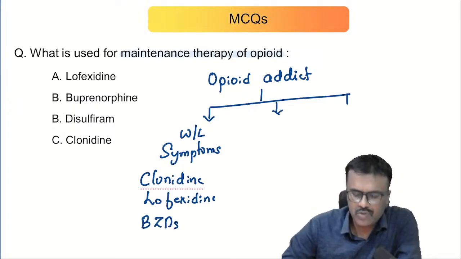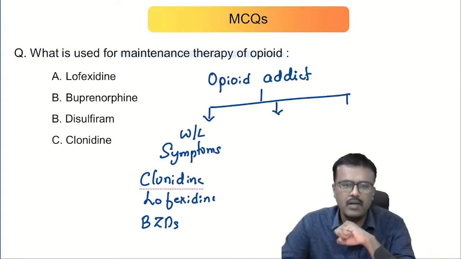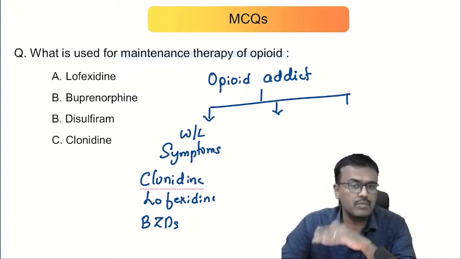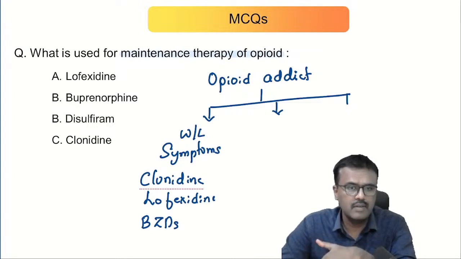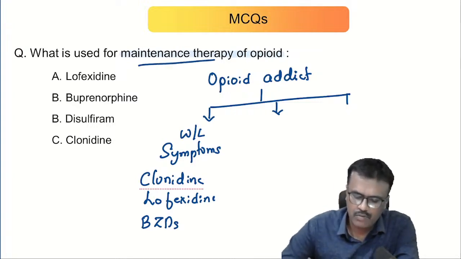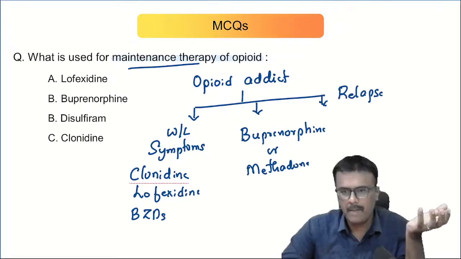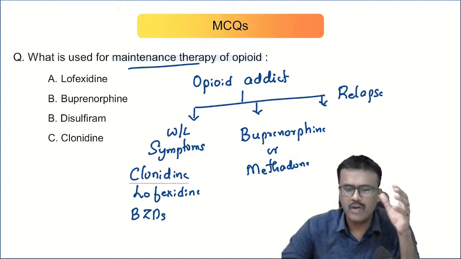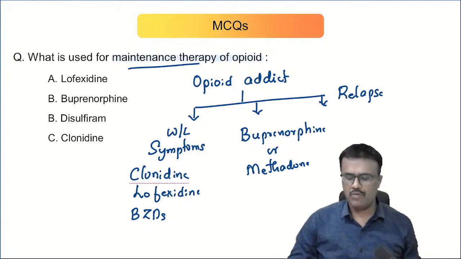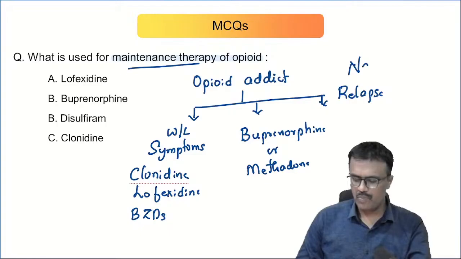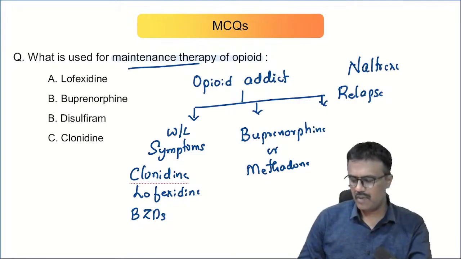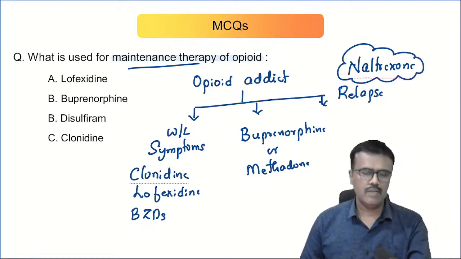Second, patient comes to you and tells, sir, I am an opioid addict, I want to quit. Then you have to replace that. That is called maintenance therapy. For that you can either use a drug called buprenorphine or methadone, so he may go for relapse again. Then how to prevent relapse? We use a drug by the name naltrexone. So please read the question carefully and try to answer.